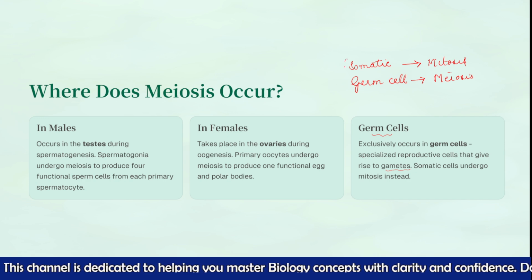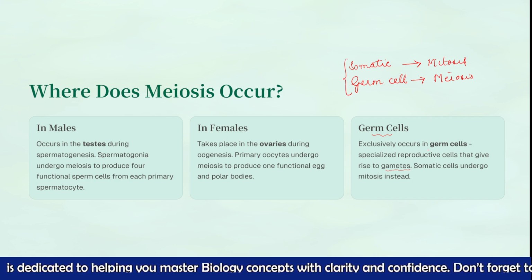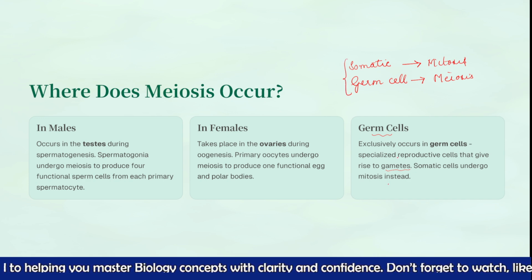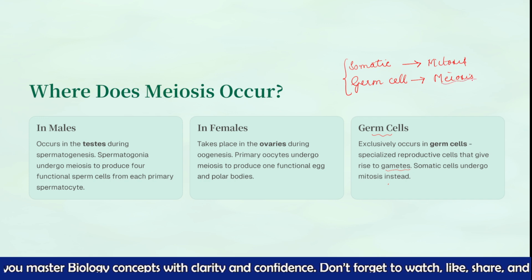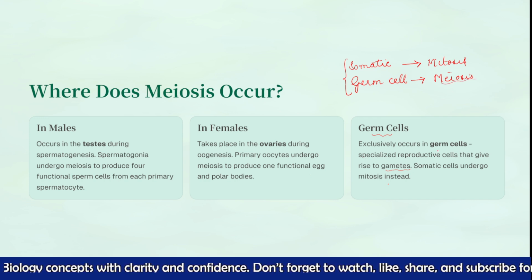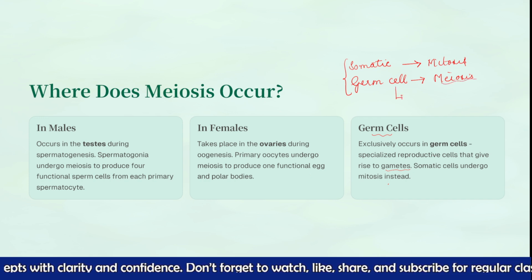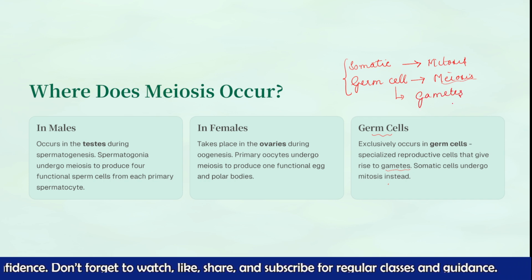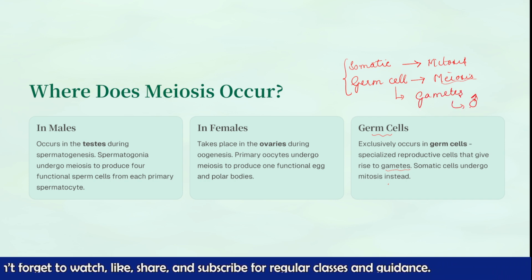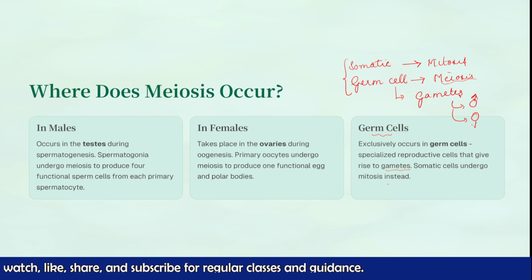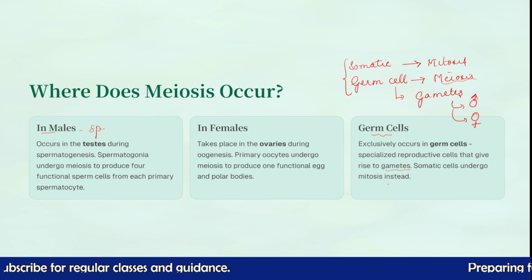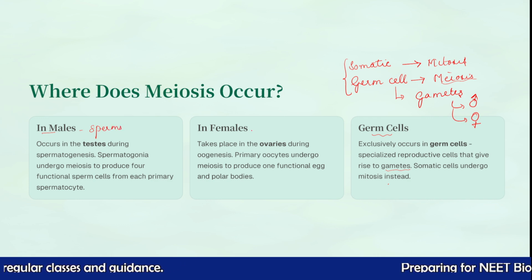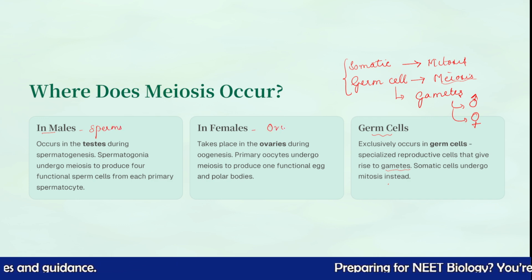Remember these two points. Somatic cell division is the mitotic division. Germ cells undergo division, that is the meiosis. And this germ cell division results in the formation of gametes. What are the two types of gametes? The male gamete and the female gamete. The male gamete is called the sperm and the female gamete is the ovum.